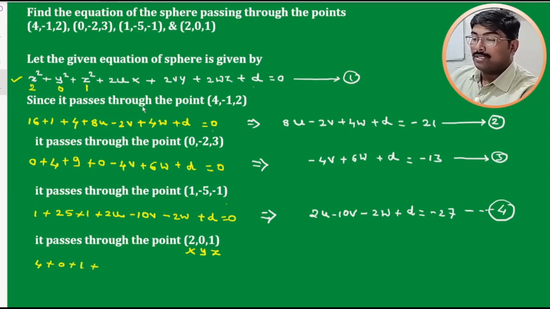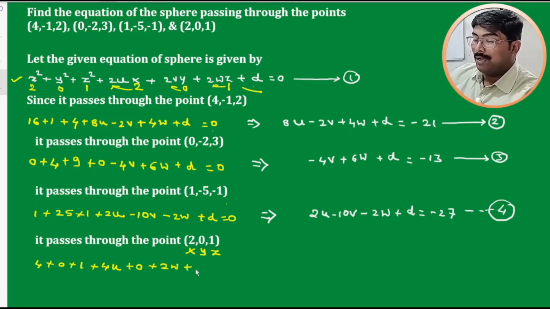Plus, now substitute the value for x is equal to 2 in equation 1, we get 2 into 2, 2 into 2 is equal to 4, that is 4u. Substitute the value for y is equal to 0, so 0 into 2 is 0, so you will get 0 plus substitute the value for z is equal to 1, 1 into 2 is 2, that is 2w, and at last plus d we can write as it is, plus d is equal to 0.